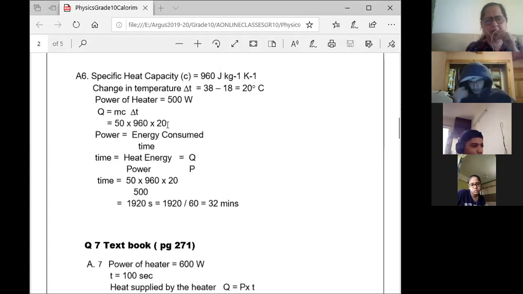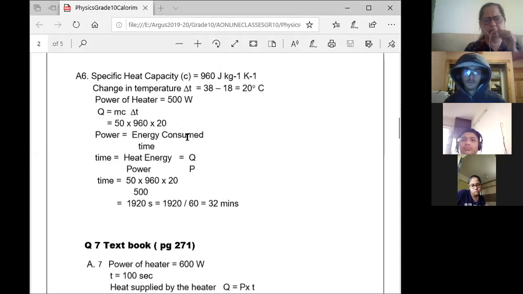Now, I have not calculated it. See children, I have not been asked to tell what the heat energy is, so I am doing smart calculation. I am not going to find the answer; you will sit and find it. I'm just writing Q equal to 50 into 960 into 20.